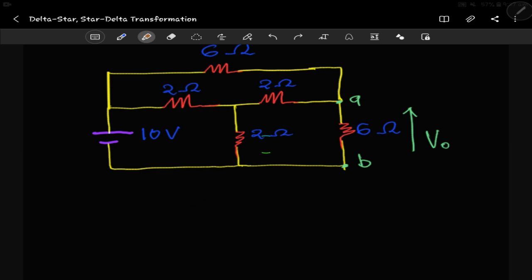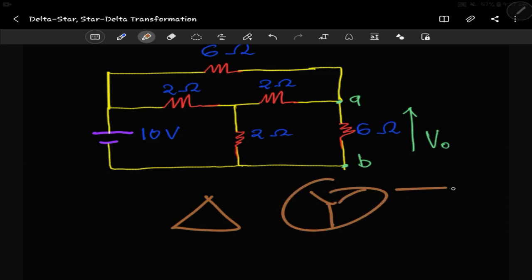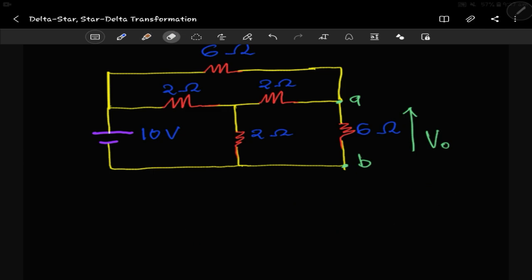As we were saying earlier, it's not always that you see the delta straightforward like this. It's not always that you see the star straightforward like this. The star itself can be something like a T, right? So now go again. By now you should identify. So clearly you can see that this one here is a T configuration, or a star configuration of the resistors, right?